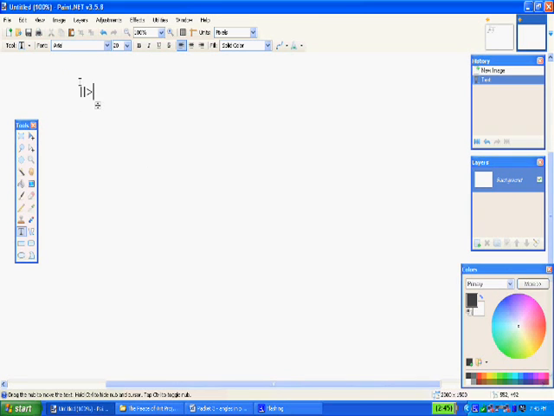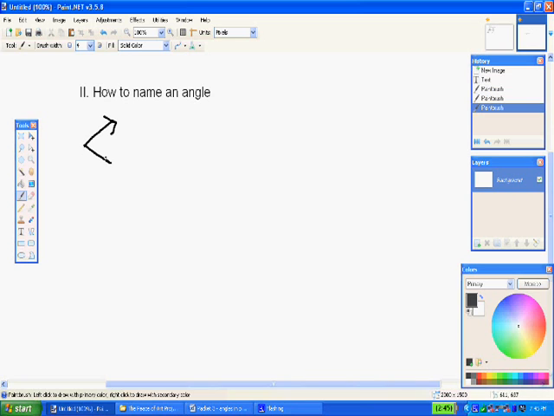Part 2. How to name an angle. There's a couple of different ways to name an angle. Let's try some examples. I have angle X, Y, Z. And there are three ways to name this angle.